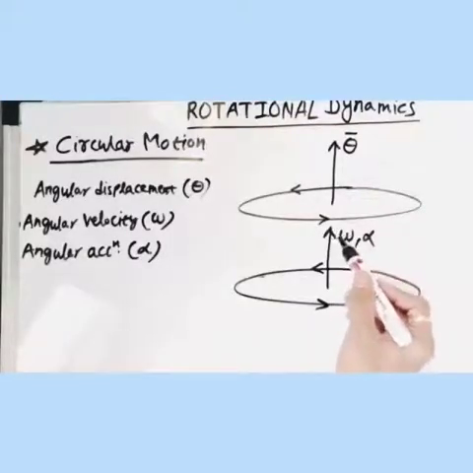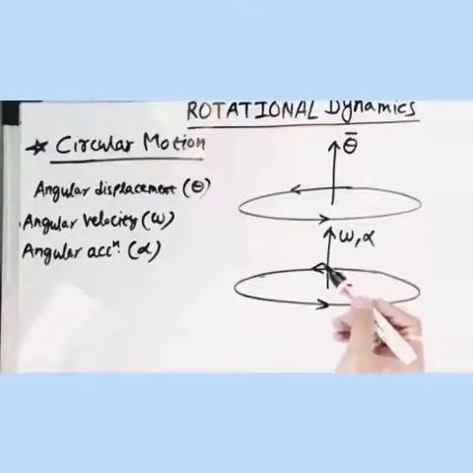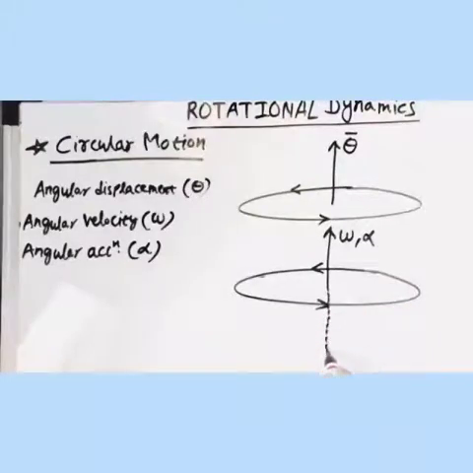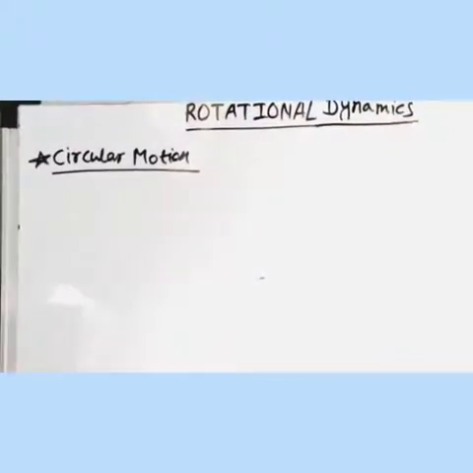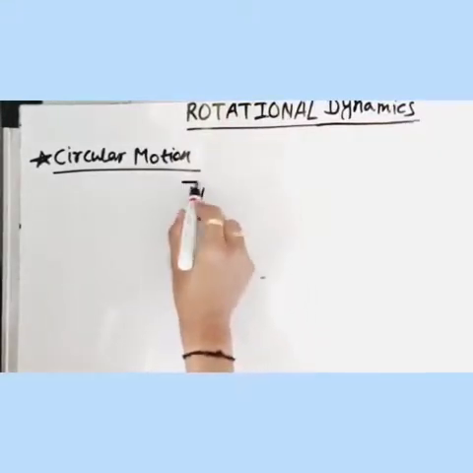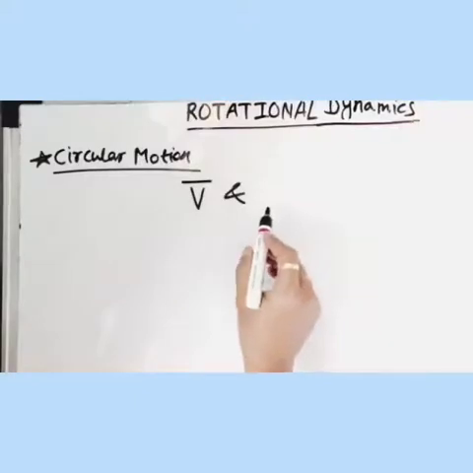But if we switch off the fan, then the fan speed slows down, and in that case the acceleration goes on decreasing, so it can be shown in the downward direction because the angular acceleration in this case goes on decreasing. Now in circular motion, we need to discuss one very important relation, that is the relation between linear velocity v and angular velocity omega.